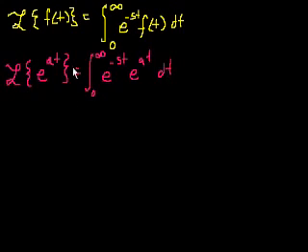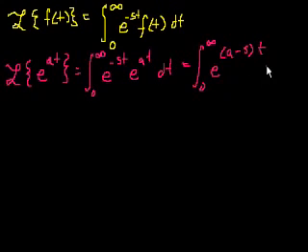dt. Well, this is equal to just adding the exponents because we have the same base. The integral from 0 to infinity of e to the a minus s t dt. And what's the antiderivative of this? Well, that is equal to what with respect to t?